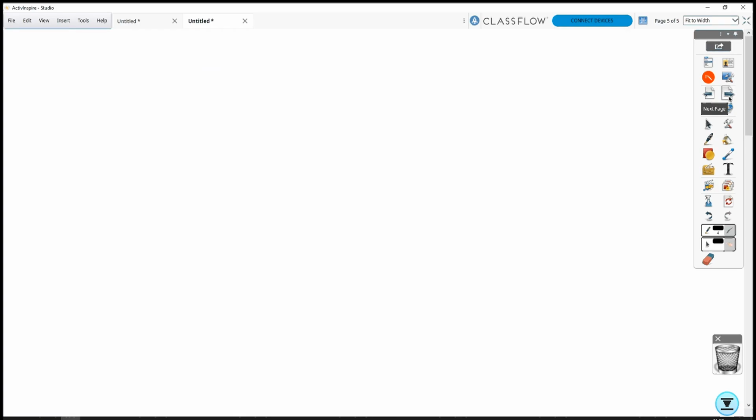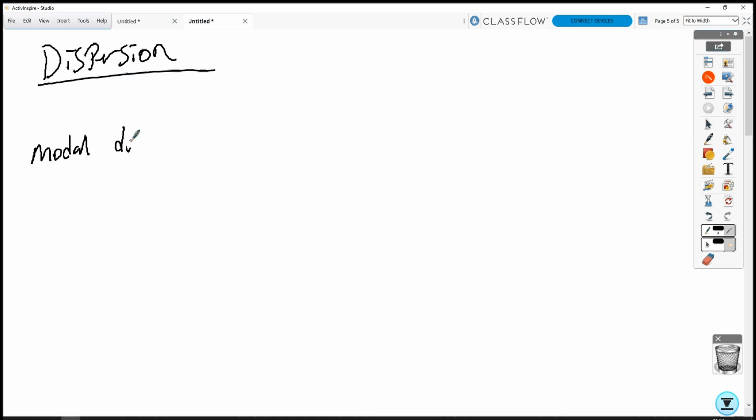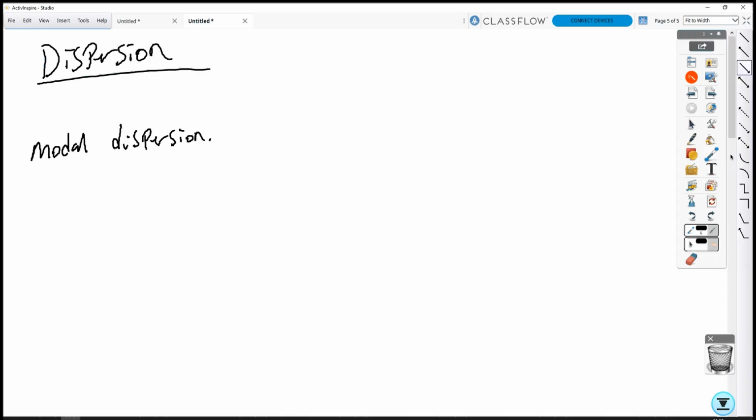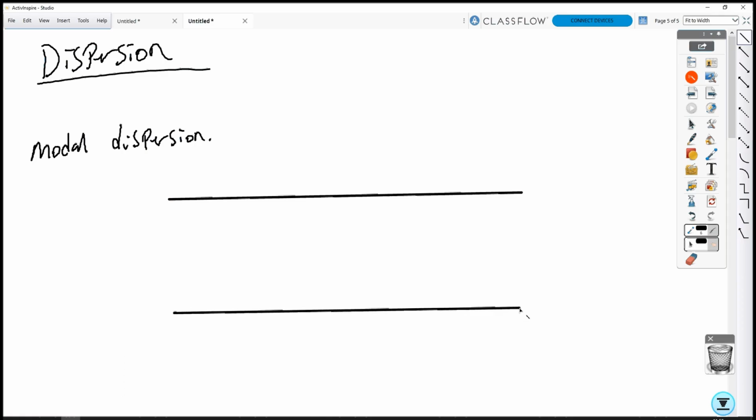Finally, we'll talk about types of dispersion. The first one we'll start with is modal dispersion. For this, I'm going to make our fibre optic cable again.